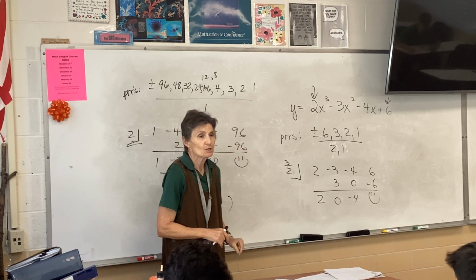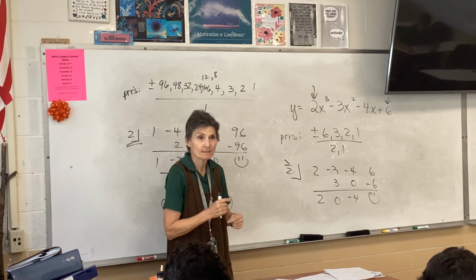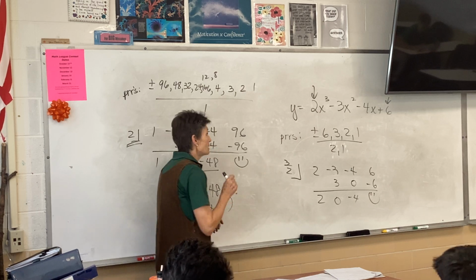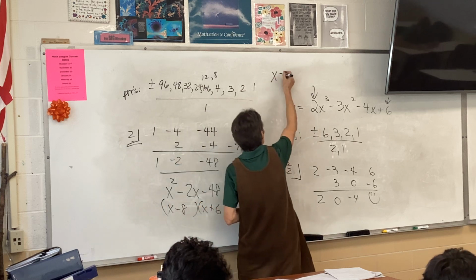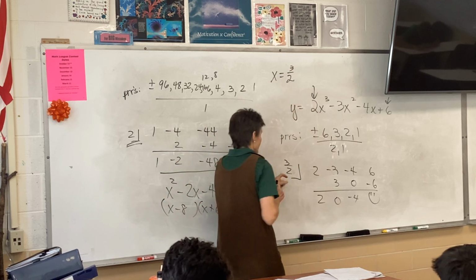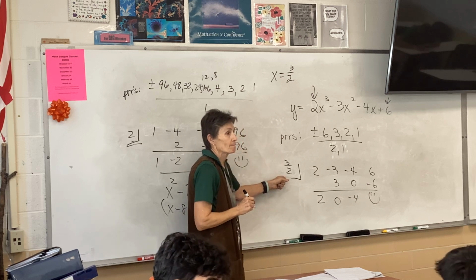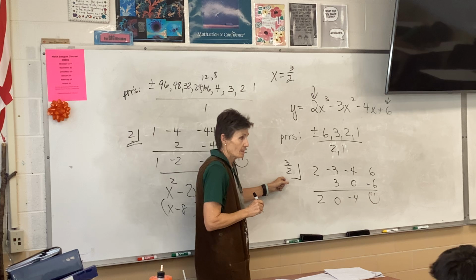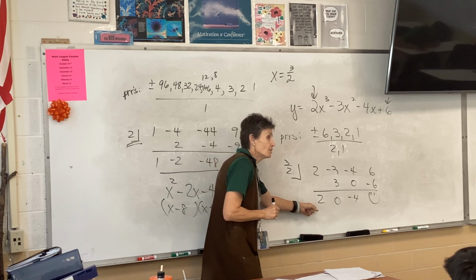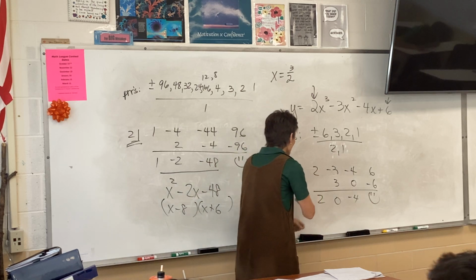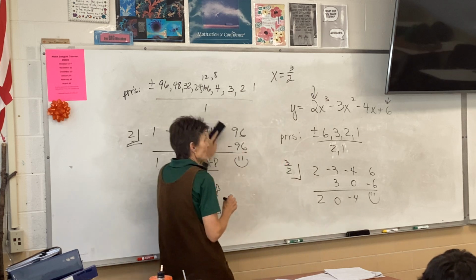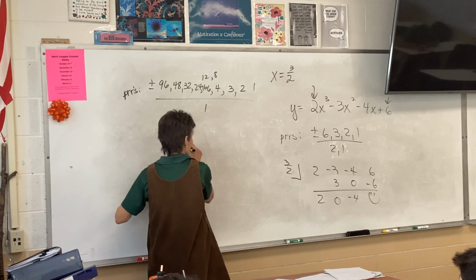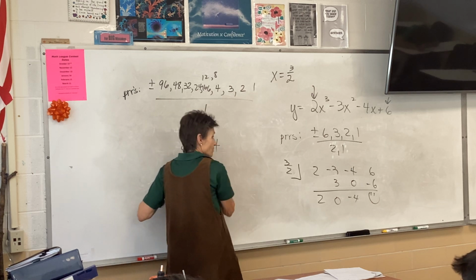But perseverance, you just keep on guessing until you get one that works. So one of my answers is 3 halves, that guy right there. Where are the other 2 coming from? Right there. The quotient. And my quotient is 2x squared minus 4.